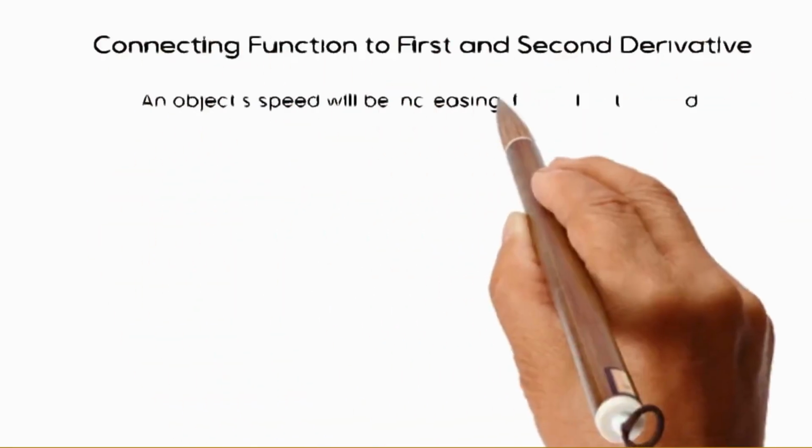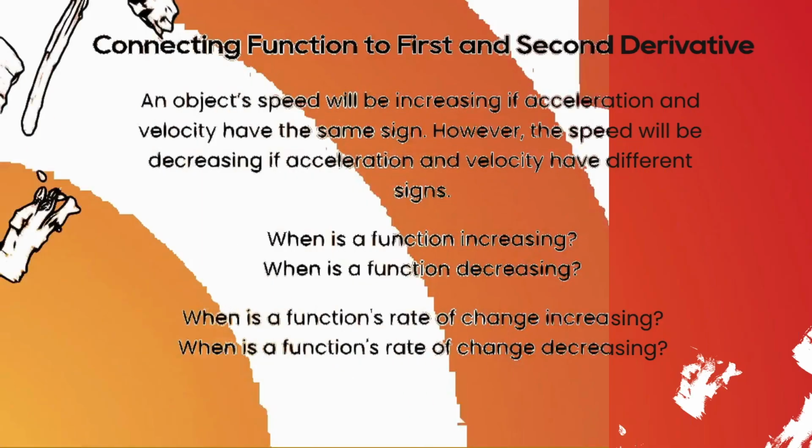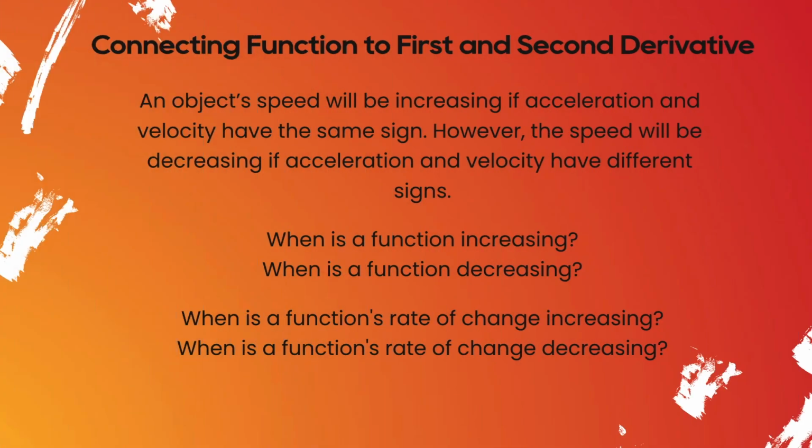Now let's connect the function to the first and second derivative. Well, I'm going to give you an example. An object's speed will be increasing if the acceleration and velocity have the same sign, but the speed will be decreasing if acceleration and velocity have different signs. Now in general, when is a function increasing and when is it decreasing? Well, it's increasing when the first derivative is positive and it's decreasing when the first derivative is negative.